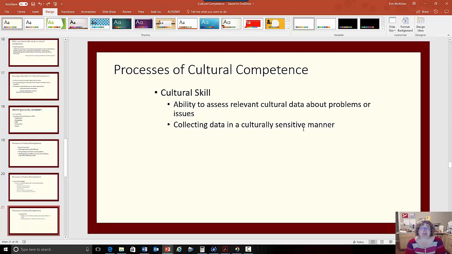So the cultural skill is the ability to assess relevant cultural data about problems or issues in your population and with individual patients. Also collecting data in a culturally sensitive manner. It may be that certain cultures see the information that you're requesting as offensive. In general, the African American population does not react well to intensely personal questions among strangers. You need to take time to develop some trust.